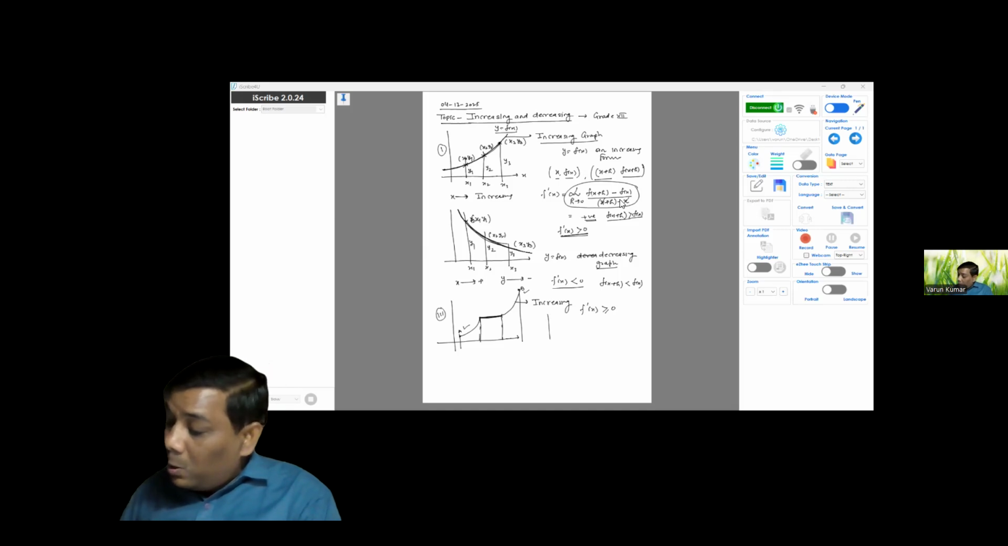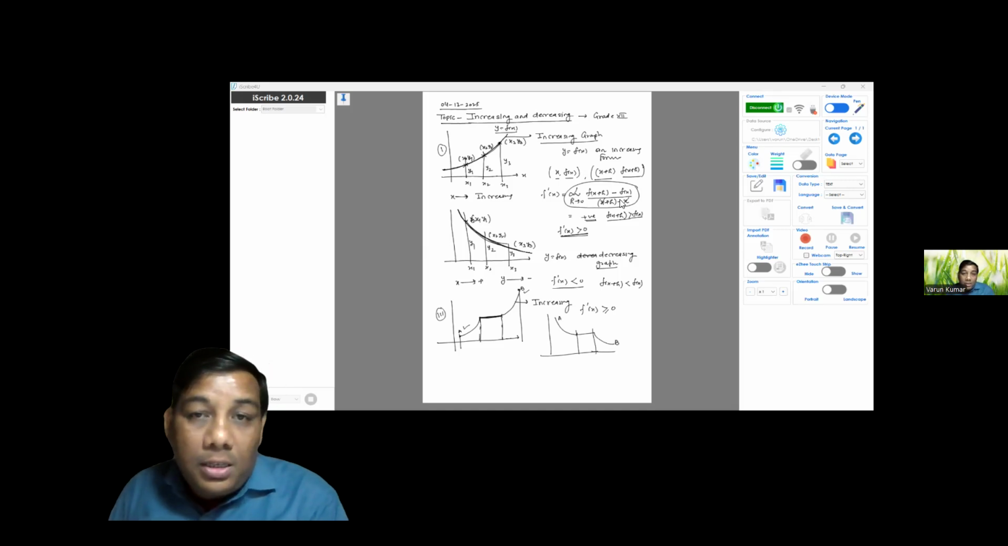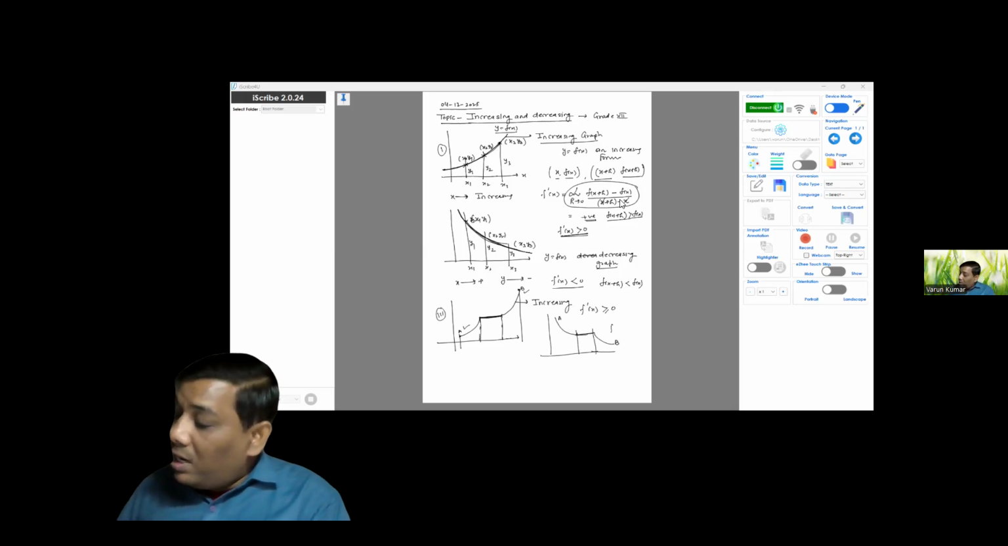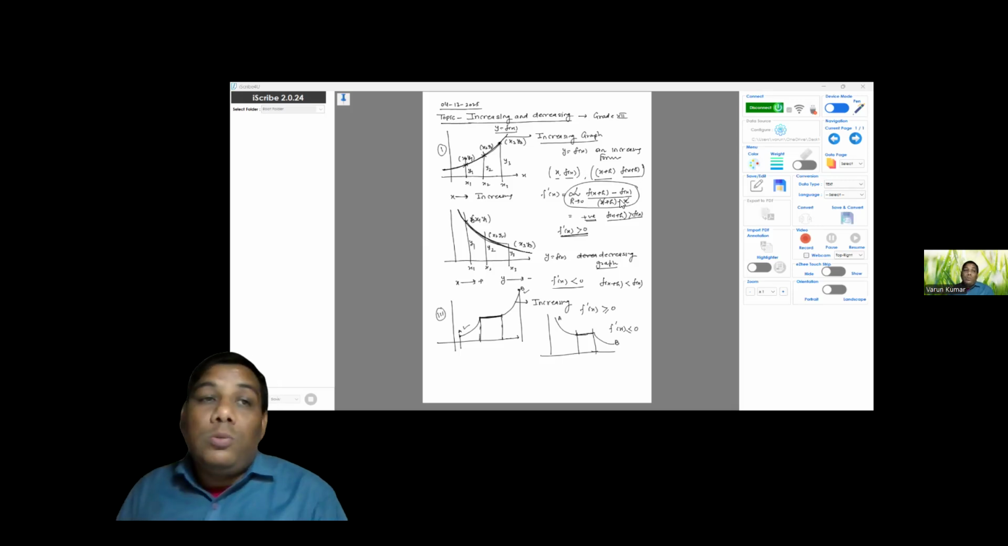Similarly, this graph from A to B is decreasing. Here it remains constant. So here the derivative is less than or equal to 0.